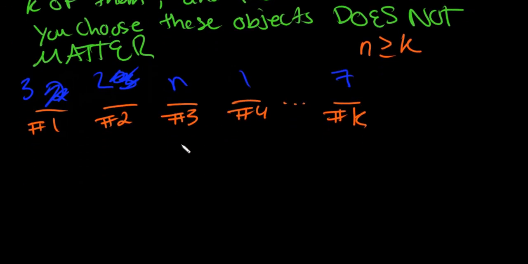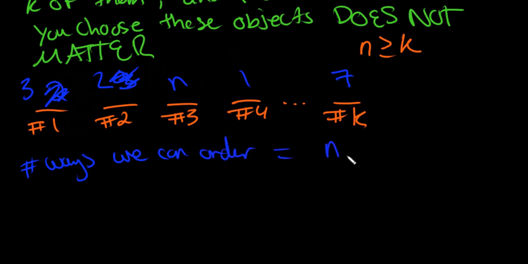So if the order didn't matter, the number of ways we could order these would be just n factorial over n minus k factorial. That's all there would be. But the thing is, we could overcount. So this is an overestimate. How much do we overestimate by? Well, I'm going to claim that we overestimate by a factor of k factorial.